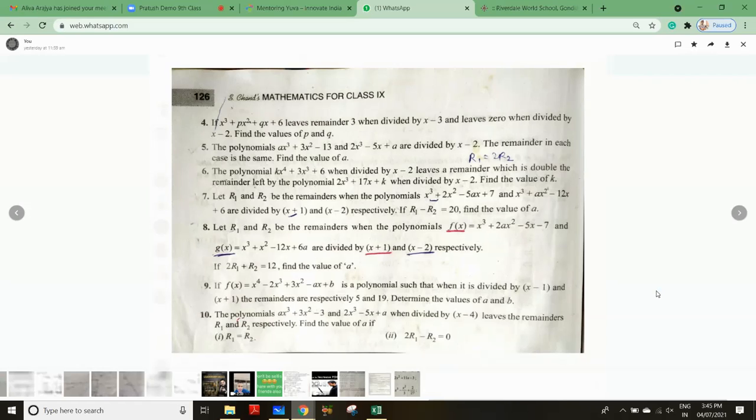Yes. Can you tell me what are there? What two unknowns are there in f(x)? The f(x) is x cube plus px square plus qx plus 6. So what are the unknowns?